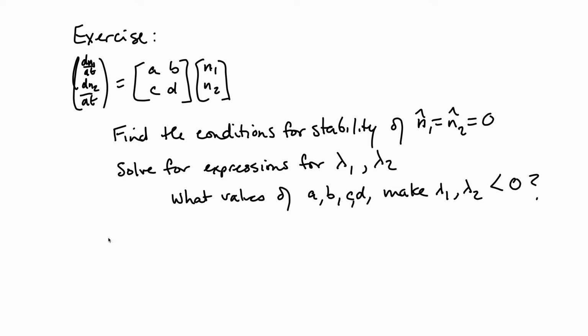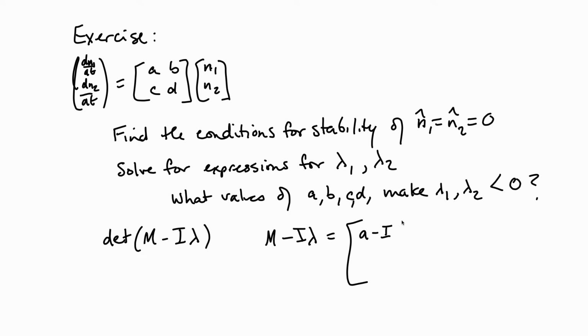Remembering that to find the eigenvalues, you need to solve the determinant of M minus I times lambda, and that the matrix M minus I times lambda is going to look like this: a minus lambda, b, c, and d minus lambda.